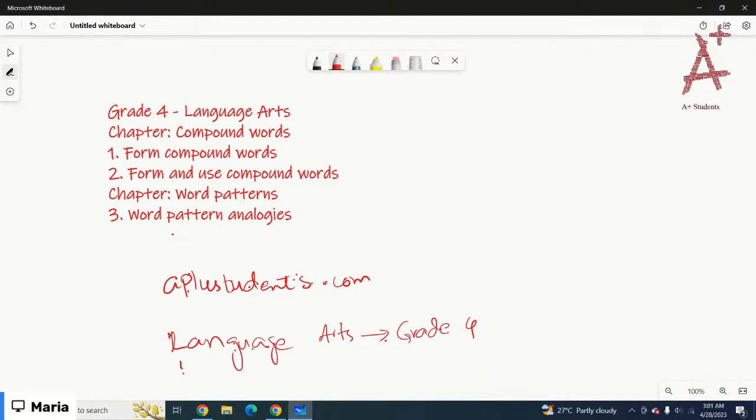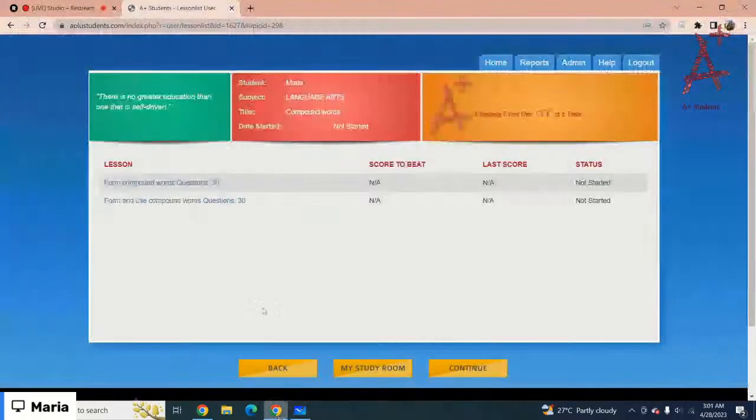We're going to start with the chapter compound words, and the lessons are form compound words, form and use compound words. Then we'll start the chapter word patterns, and the lessons are word patterns, analogies. So let's just start with the lesson compound words. Here I'm on grade 4 language arts. The chapter we're working on is compound words. So let's just start with the first lesson, form compound words.